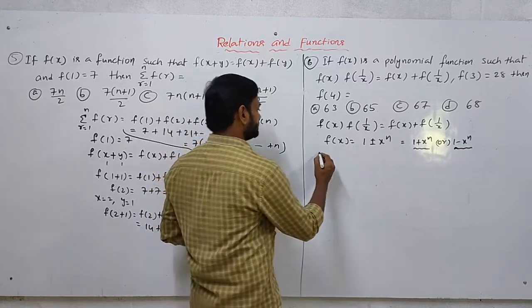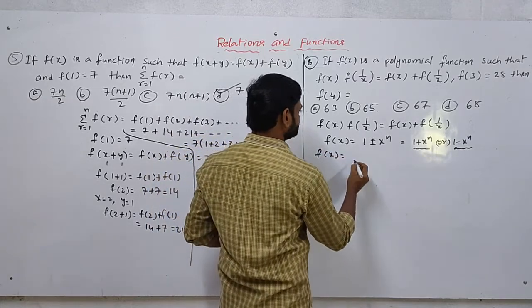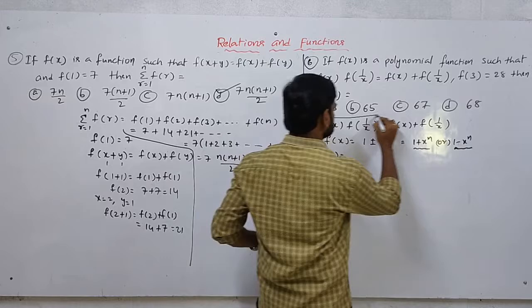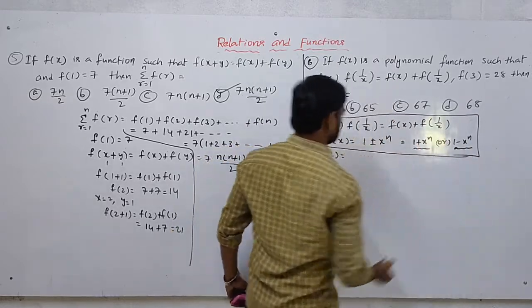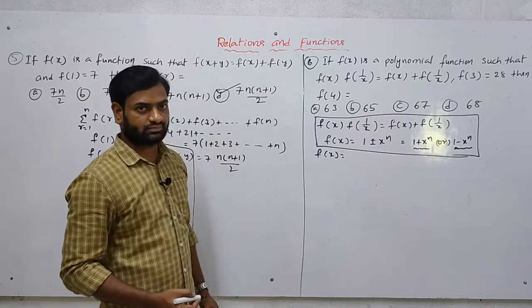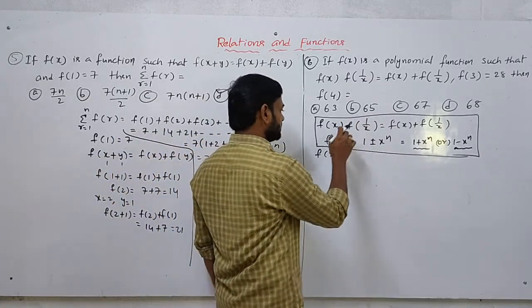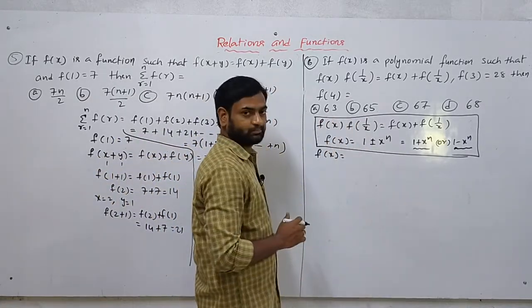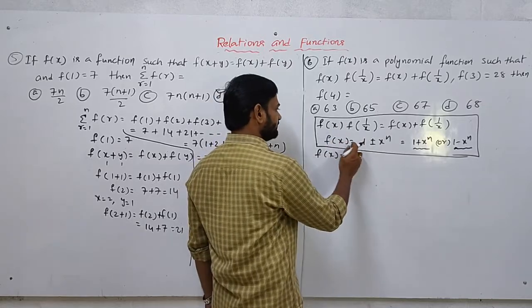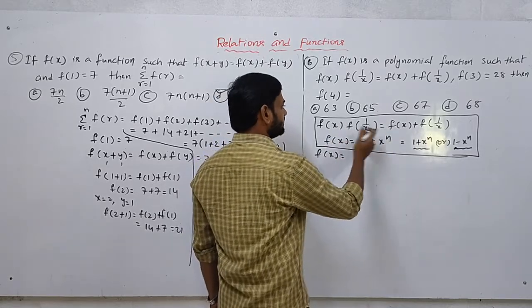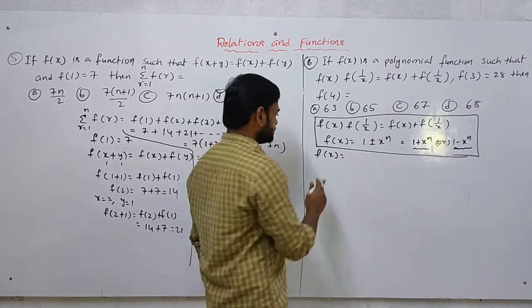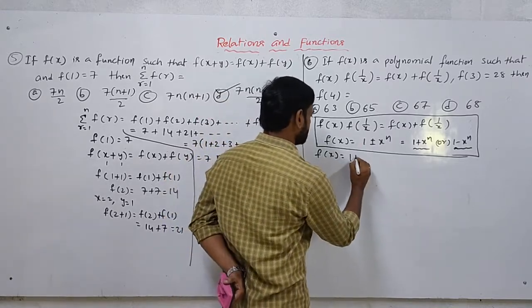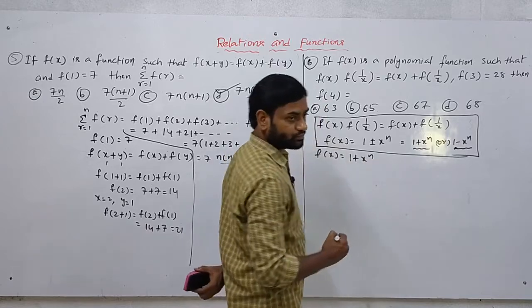So which function will I take now? f of x equal to, and this is fixed here. For this condition, f of x is satisfied. That means if you substitute here, f of x is 1 plus x power n, this equation will satisfy. So f of x equal to, what is the function taken? 1 plus x power n.